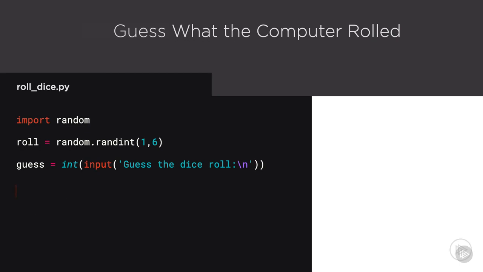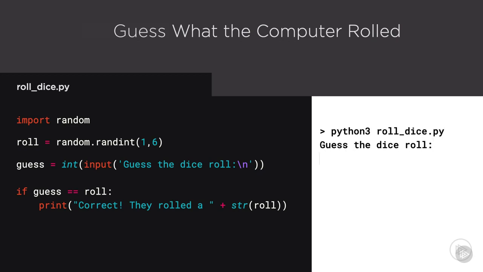Now that the user can enter a number guess, let's see if their guess was equal to roll. We can add an if statement to check if guess is equal to roll. If it is, then print correct, they rolled a, and concatenate the number they rolled. Again, don't forget to convert the int back to a string to concatenate it. If we run this, we can see the prompt to the user to enter a guess, and the user enters 6. And we see correct, they rolled a 6 printed to the screen.